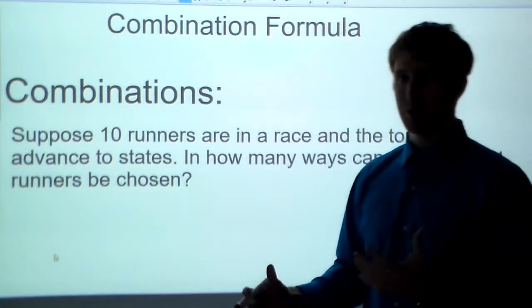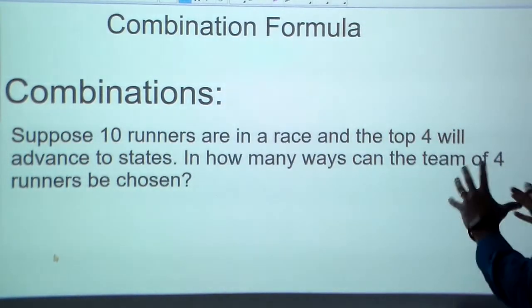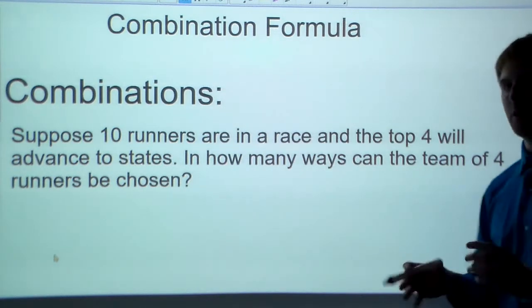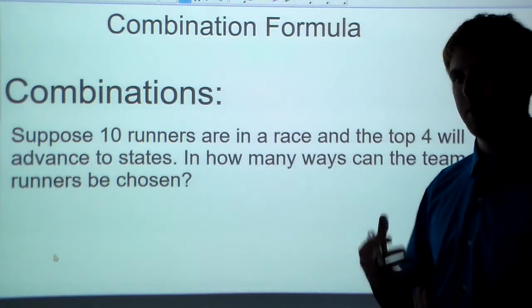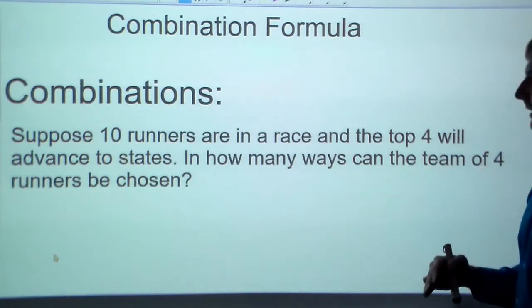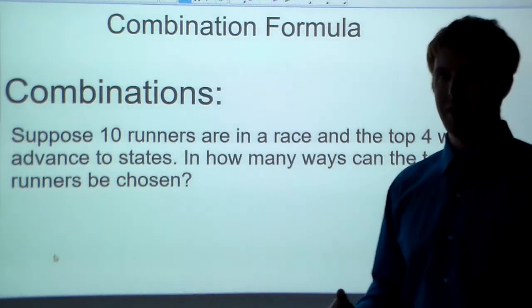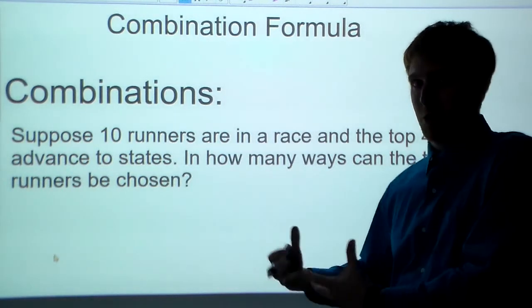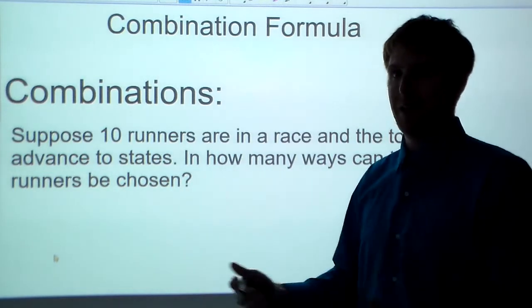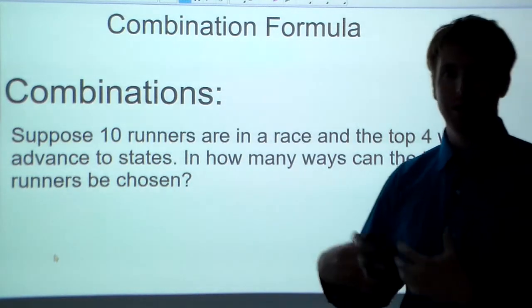For combinations, I'm going to start with the same idea, the same race, 10 runners, 4 people finished. But we're going to change it up a little bit so that order no longer matters. So instead of these fancy medals that we all want to get first place for, it's just going to be the top 4 go on to states. And it really doesn't matter who came in first, second, third, fourth. It's just those 4 people go to states. And they're all back on equal footing at that point.